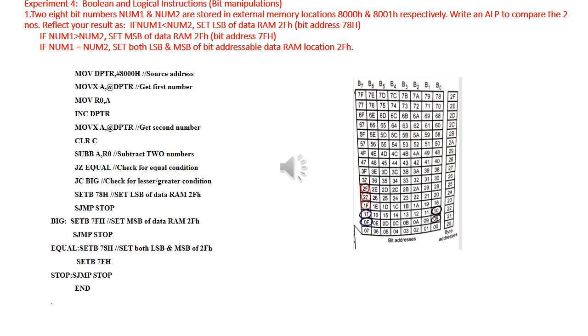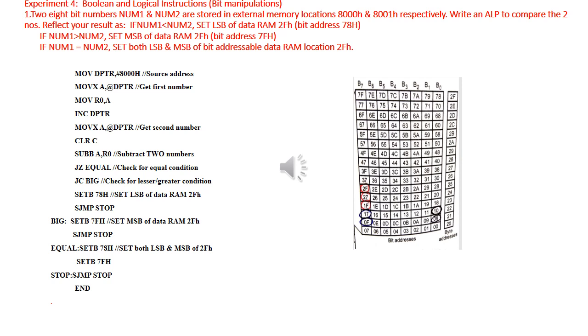So when the result is 0, it means the data you have taken at 8000H along with 8001H, if both are the same, then the accumulator content will be 0. So you're going to make use of the jump on zero instruction. Jump on zero means the accumulator content should be 0. If the accumulator content is 0, you are going to jump to a label called equal.